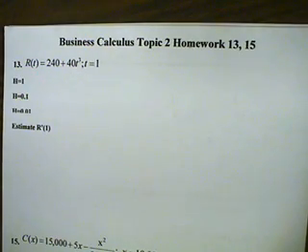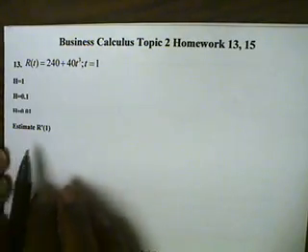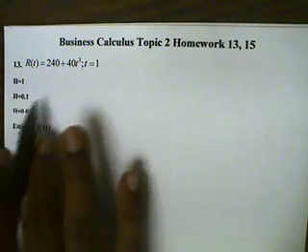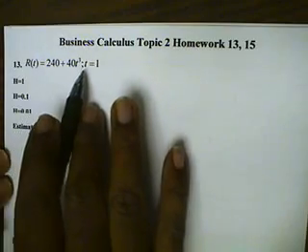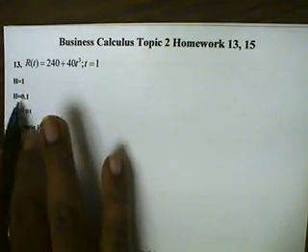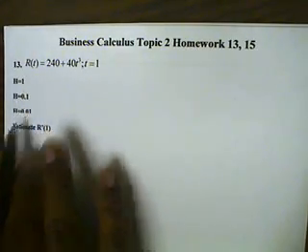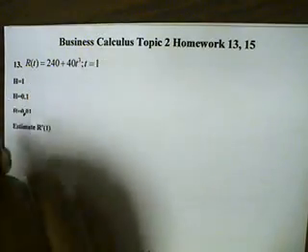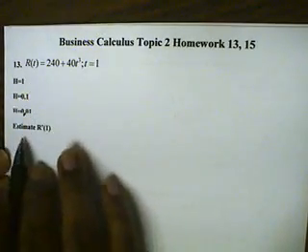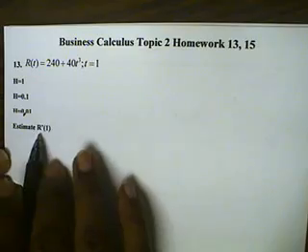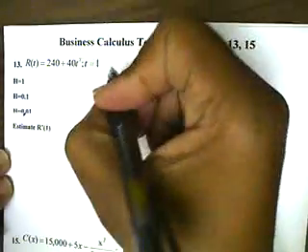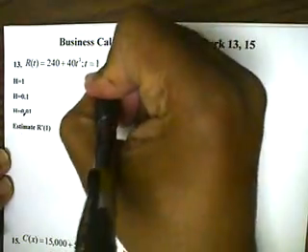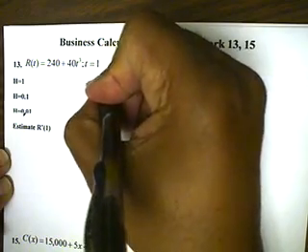Business Calculus, Topic 2, Homework Problems number 13 and 15. On this one, we're asked to estimate this function, where t is 1, h is 1, then h is 0.01 and 0.001. And then we need to estimate r' at 1 for the derivative. We find all this by finding the average rate of change.